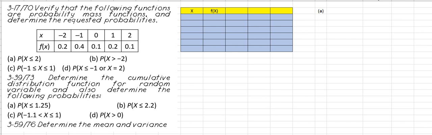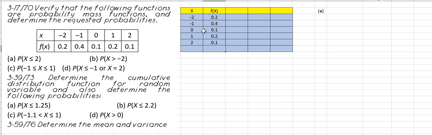Okay, so to solve this problem, we first encode the probability mass function as -2, -1, 0, 1, and 2 with their corresponding f of x's, or the probability mass functions, to be equal to 0.2, 0.4, 0.1, 0.2, and 0.1.